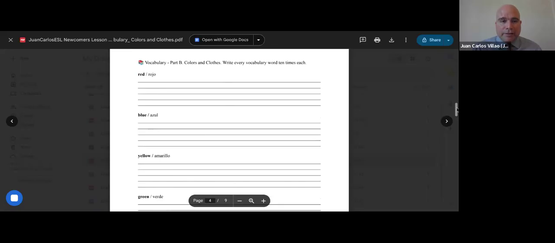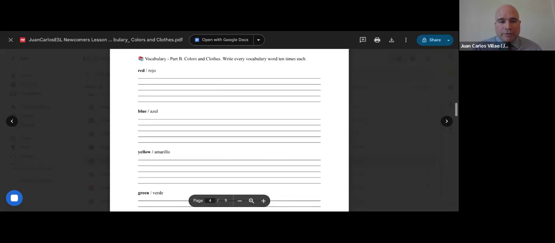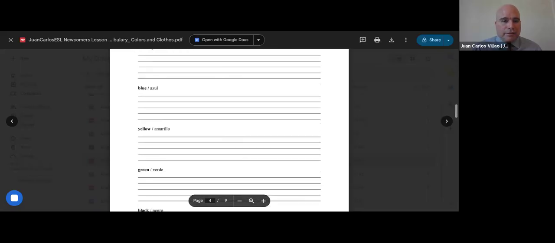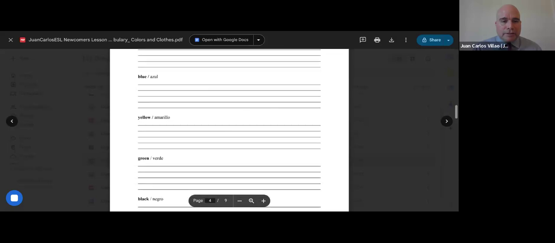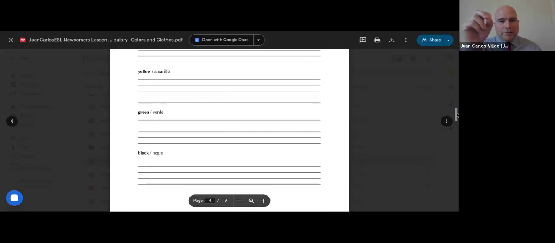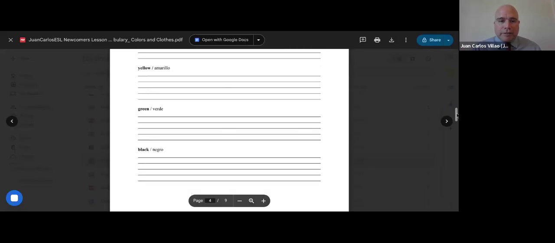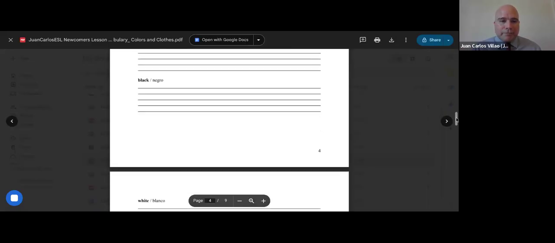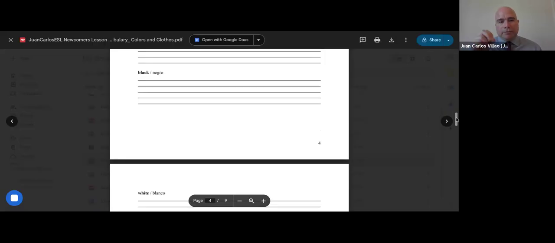So red, you will write down 10 times. Blue, write it down 10 times. Then yellow, write it down 10 times. Green, write it 10 times each. Every vocabulary word you will write 10 times. Black, 10 times.